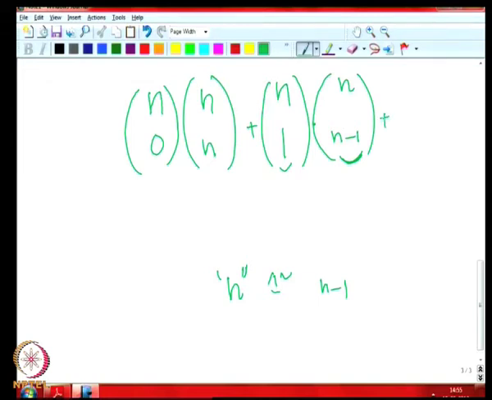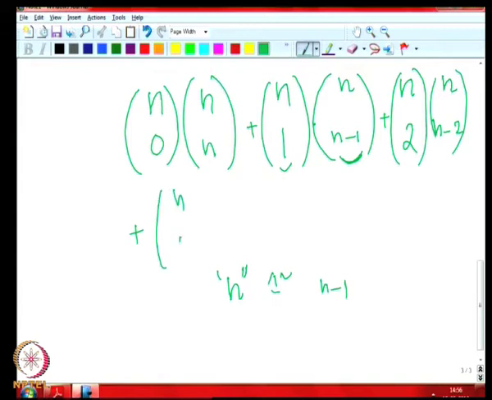Next, you could have selected n people where 2 are men and n minus 2 are women. So 2 men can be selected out of the n available men in n choose 2 ways, and for each such selection you can select n minus 2 women out of the n women available in n choose n minus 2 ways. Similarly, n choose 3 when 3 men are selected, and then n choose n minus 3, and so on.